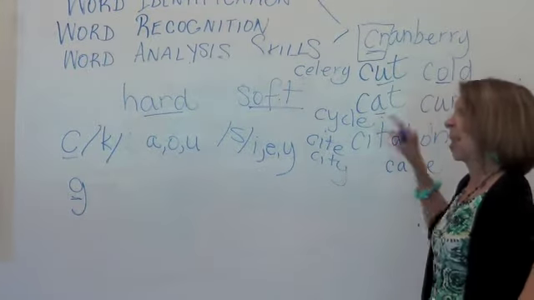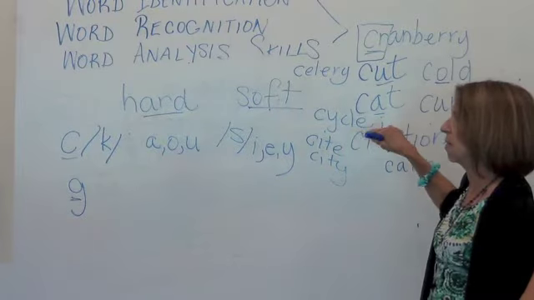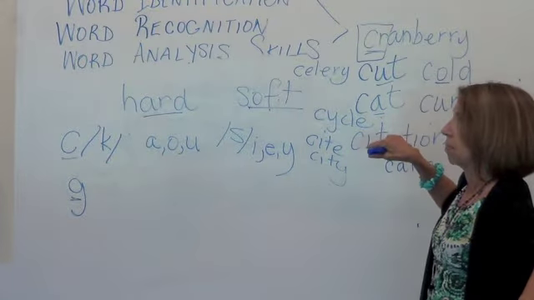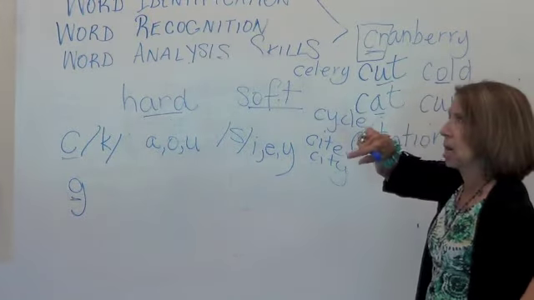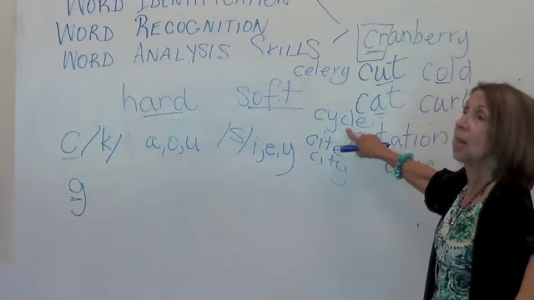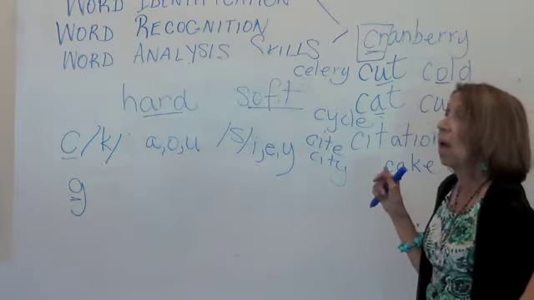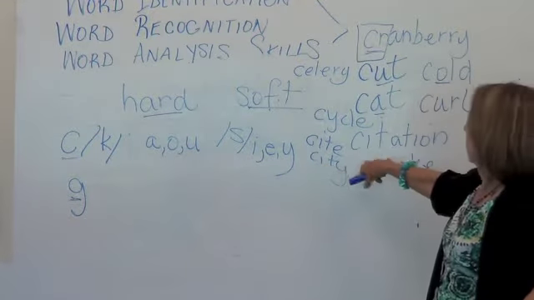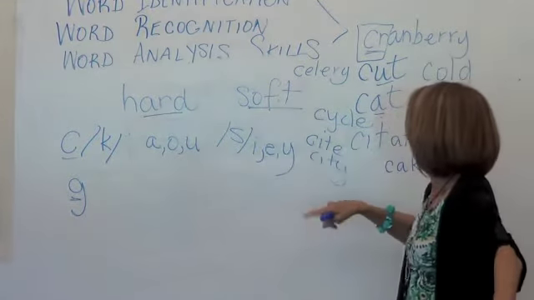Okay, and when we have the L sound at the end of cycle, what's that vowel sound called? The upside down E. The schwa. Oh, yeah. Okay, all right. That's just kind of going back and pulling it all together.